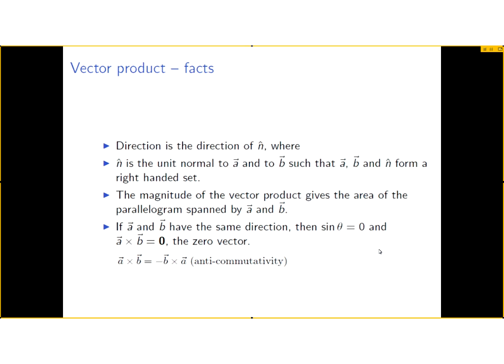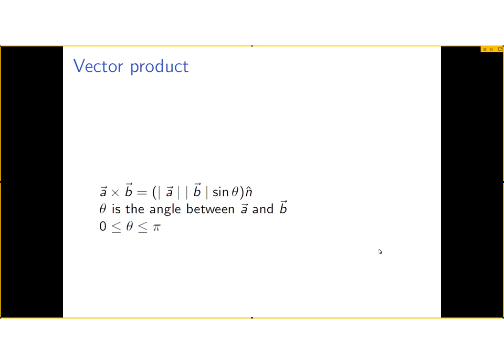And if A and B have the same direction, then sine theta is equal to 0, because we know sine 0 is equal to 0. That is why sine theta is equal to 0, and A cross B is equal to 0, the zero vector. A cross B is equal to minus B cross A, it is anti-commutative.